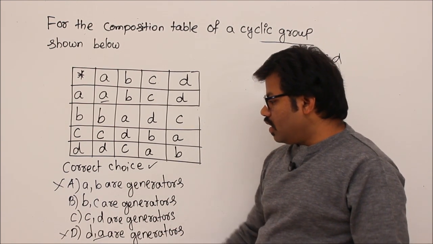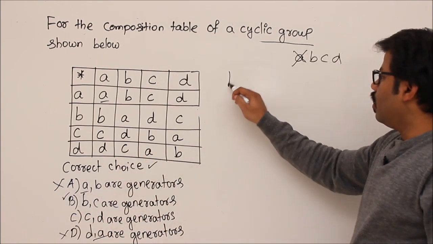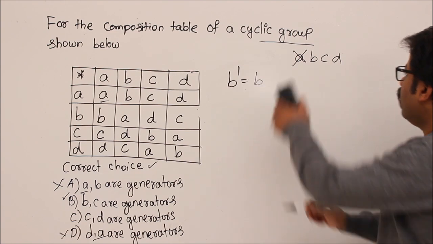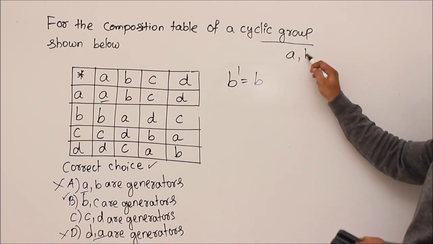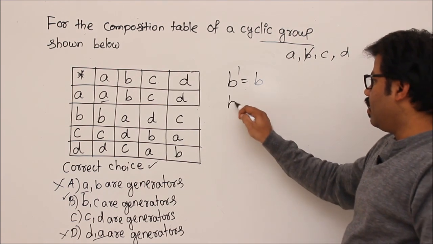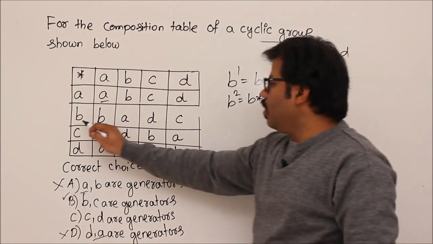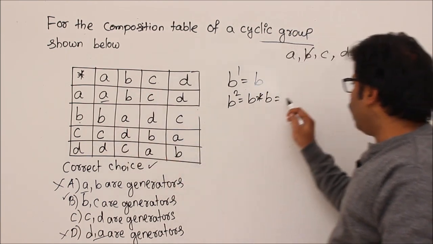So what I do is, I try with option B. I select B first. B power 1 is B, fresh. A, B, C, D. So B power 1 cancels B. That means B is generated. B square is B star B. What is B star B? B star B is A.